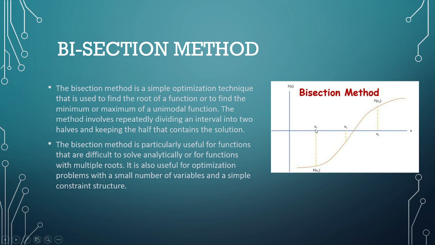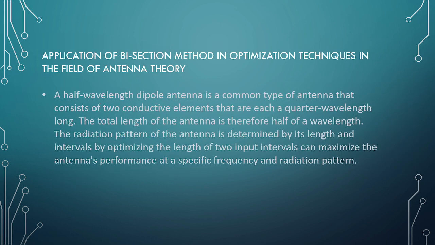You can observe the lower limit as x1, f of x1, and the point x2 as f of x2. So you can observe that f of x1 here was the midpoint, as we can say, a bisection point. How was it used in antenna theory?